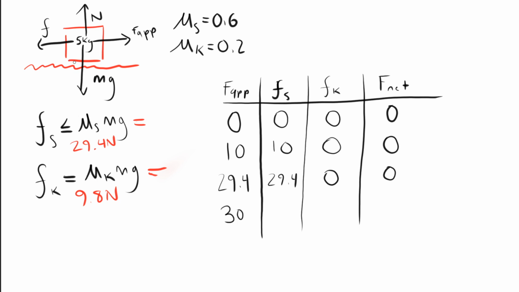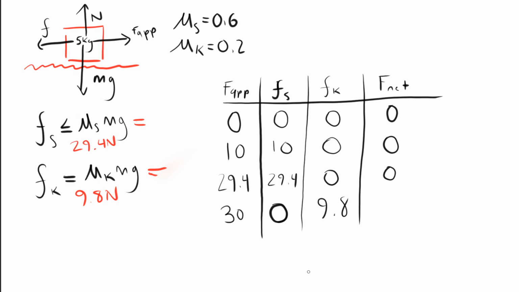Now we're moving. And since we're moving, static friction goes away. This number doesn't mean anything anymore. Static friction now becomes 0. All the time before, kinetic friction wasn't there because the object wasn't moving. Now static friction is 0 because the object is moving. That means kinetic friction is always the same value as long as the object's moving. So now this is 9.8.